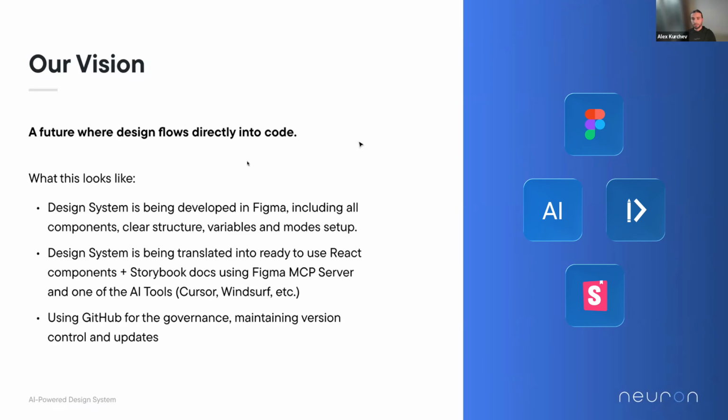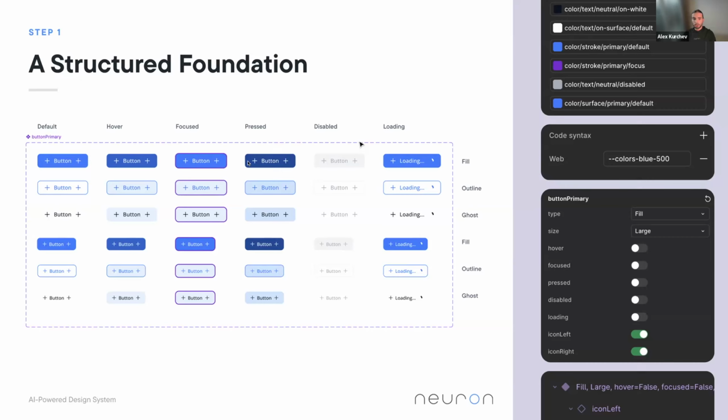And next we use like Cursor AI for this demo, together with Cloud AI for actual code generation. And in the end, we are using GitHub for governance and also maintaining version control over the design system repository. So the first one is the structured foundation, and that refers to our Figma design system.